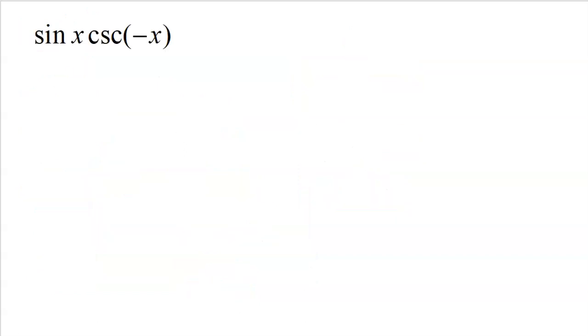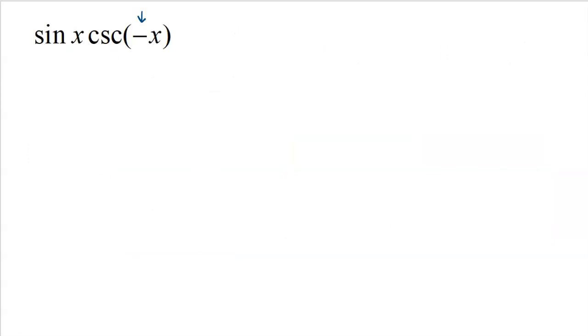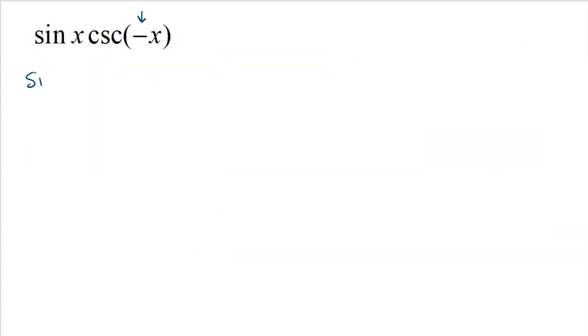All right, here's another one. Oh, wait a minute. As soon as I see an x that's negative, I'm going to go right to those even-odd identities, right? So again, look at the problem. Cosecant of negative x, that's right here. Cosecant of negative x equals negative cosecant of x. So that's the first thing I'm going to do: I'm going to say this is sine of x times negative cosecant of x, right? That's using one of those even-odd identities.